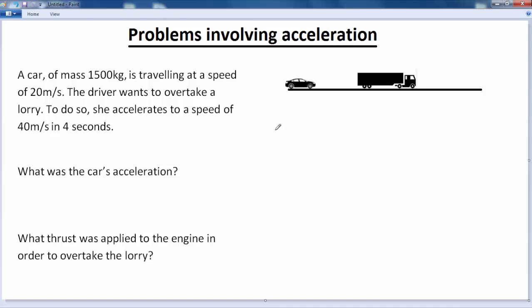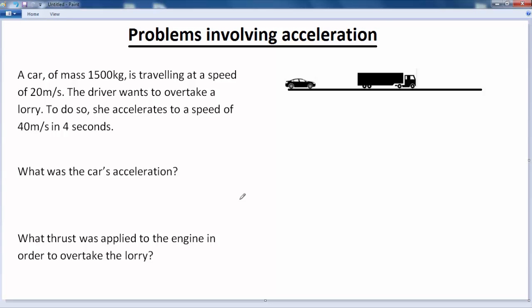So we've got a car of mass 1500 kilograms and it's travelling at a speed of 20 meters per second. Now the driver wants to overtake a lorry. To do so, she accelerates to a speed of 40 meters per second in 4 seconds. First thing we've got to do is calculate the car's acceleration.